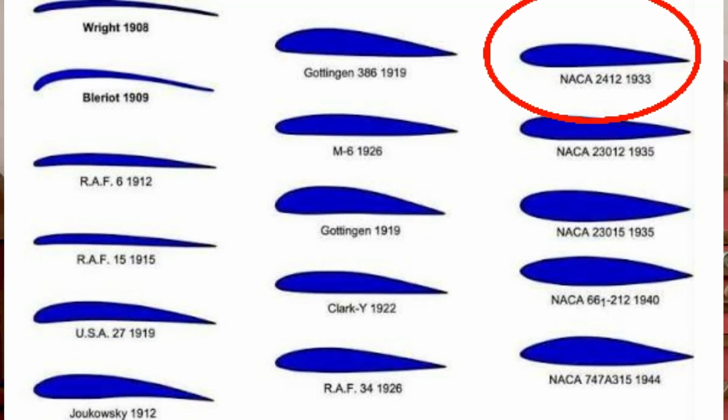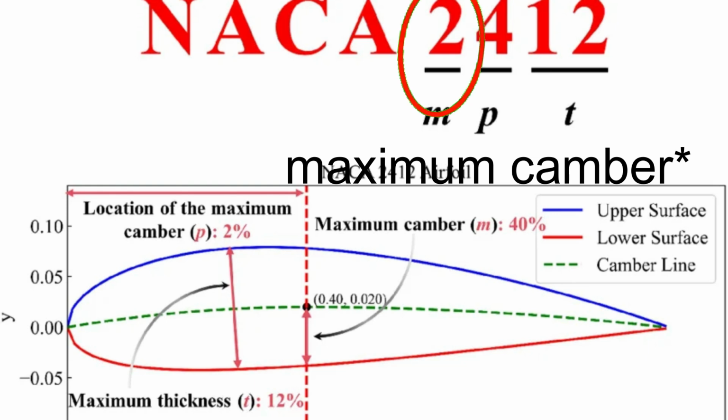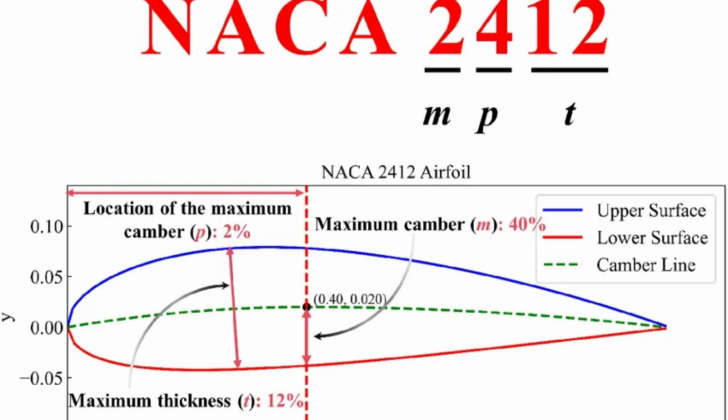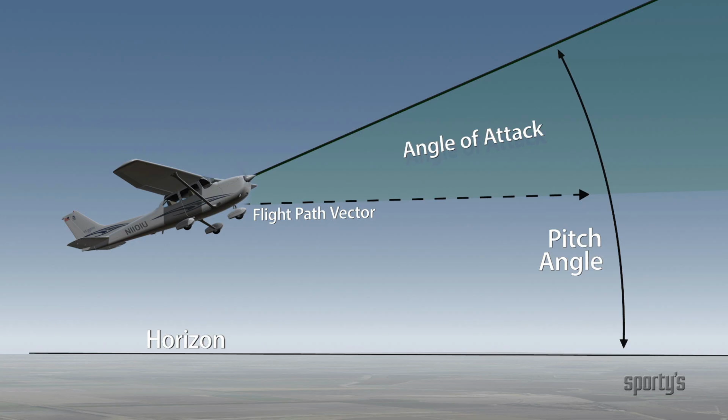The airfoil I'm using is NACA 2412. The first number represents the maximum camber, the second tells us where the maximum camber occurs, and the final two digits represent the maximum thickness. So this isn't just a random shape, it is a defined aerodynamic geometry. And the variable I'm most interested in is angle of attack, basically the angle between the airfoil and the incoming airflow. Change the angle and the aerodynamic forces change.